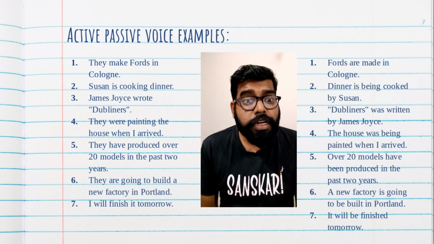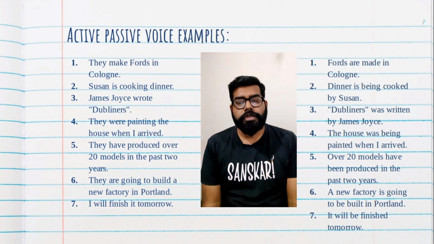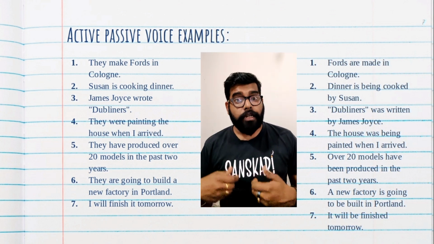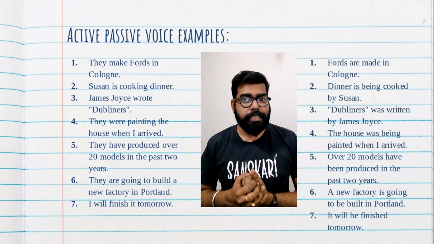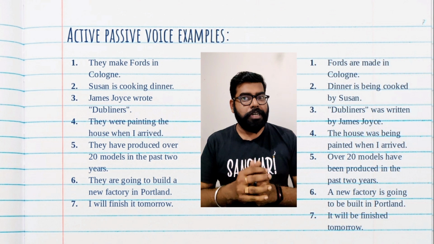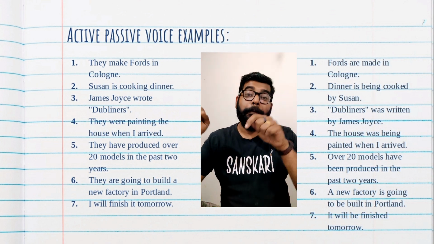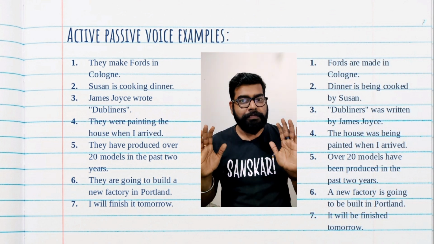Next one, Susan is cooking dinner. Okay, Susan is cooking dinner. Again, who is the doer? Susan. She is cooking dinner. And dinner is the object here in this case, in the active voice sentence. So we start with dinner. Dinner is, since it is continuous tense, present continuous, being cooked by Susan.